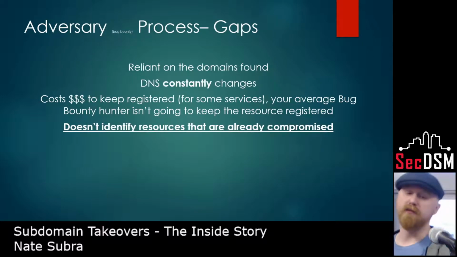So just some gaps. Again, we talked about that a little bit in the adversary process. We're relying on the domains that I can find, which I can spend a lot of time looking for. They change constantly. I used to do Rapid7 dumps, parse them out for a particular company. I'd get anywhere from 300 to 400 records changing a day, and then have to go through and check those. And that's not even looking into that race condition, right?